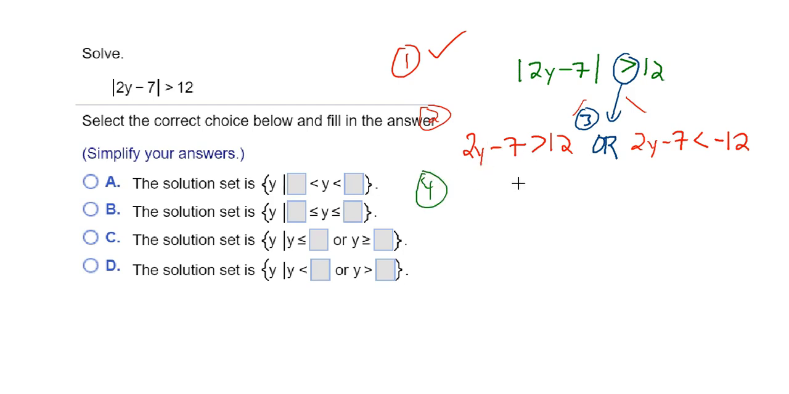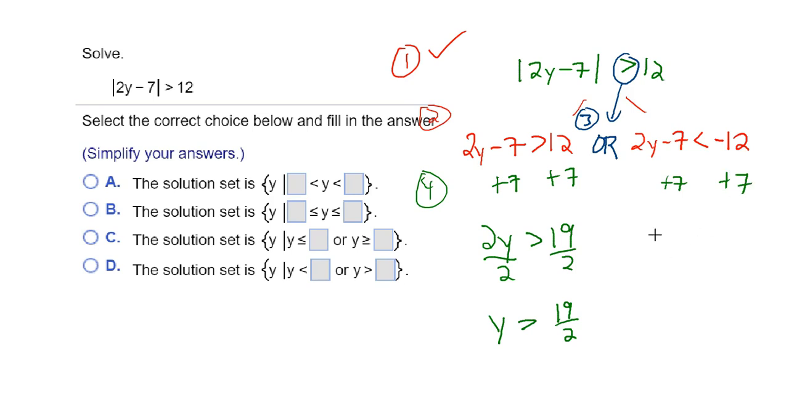So we'll start by getting y by itself. We'll add 7 to both sides. We get 2y is greater than 19. Then we divide by 2 on both sides, and we get y is greater than 19 halves. So not the greatest answer, but that's what we get. For the second inequality, we'll add 7 to both sides. We get 2y is less than negative 5. Divide by 2 on both sides, and we get y is less than negative 5 halves.